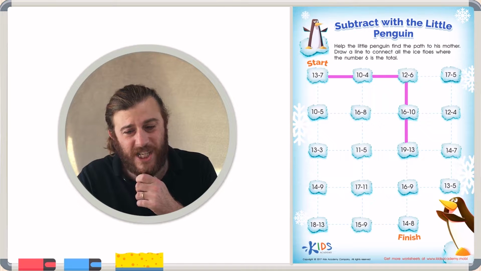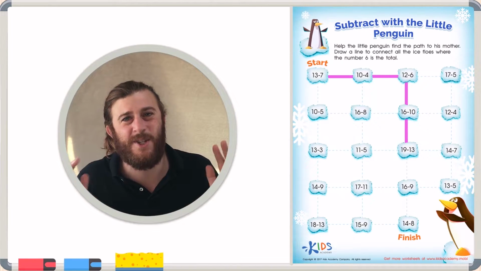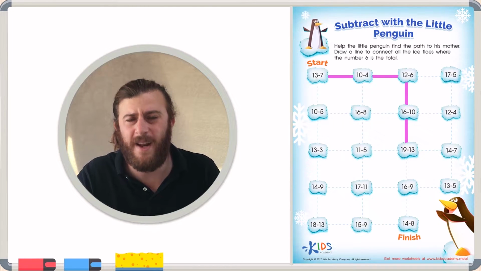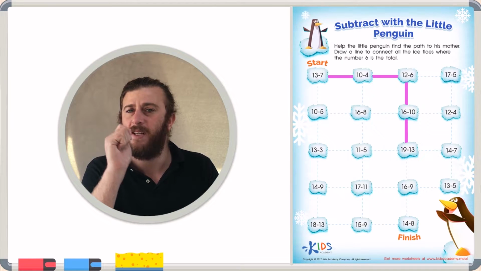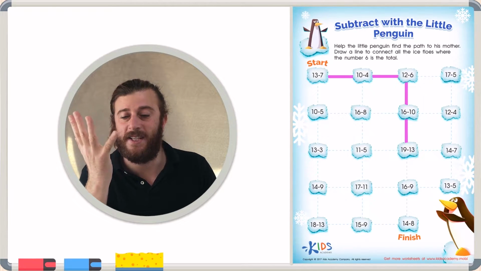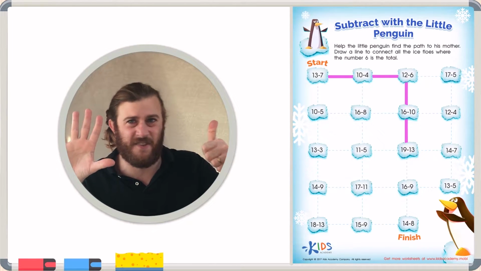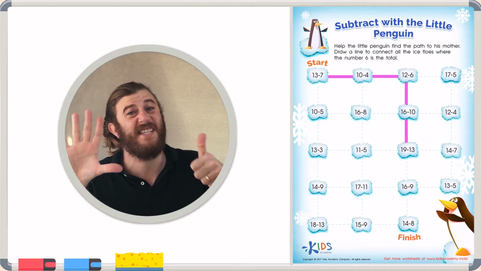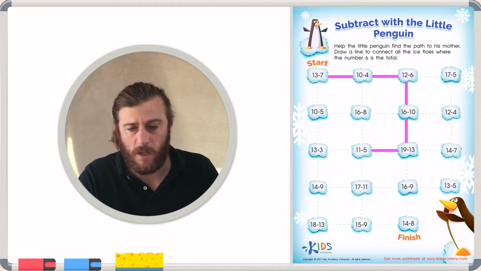Well, I know 16 minus 9 probably isn't the right answer. It's going to have too big of a difference. What about 11 minus 5? Let's try that one. 11, 10, 9, 8, 7, 6, 5. Okay, I got to 5 and I have 6 fingers up. 11 minus 5 is definitely 6. So let's draw a line to 11 minus 5.